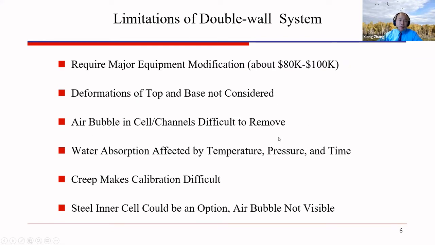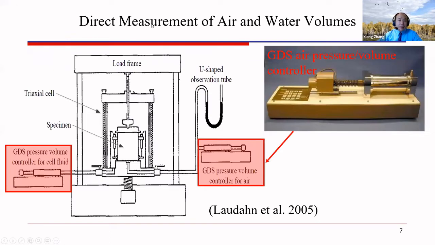Even though it has so many limitations, it is still the most frequently used testing method for unsaturated soils, and this is considered the standard for unsaturated soil triaxial testing. Some other researchers also proposed to use two controllers, an air pressure and a water pressure volume controller, to measure the volume of air and volume of water separately during the triaxial testing for unsaturated soils.